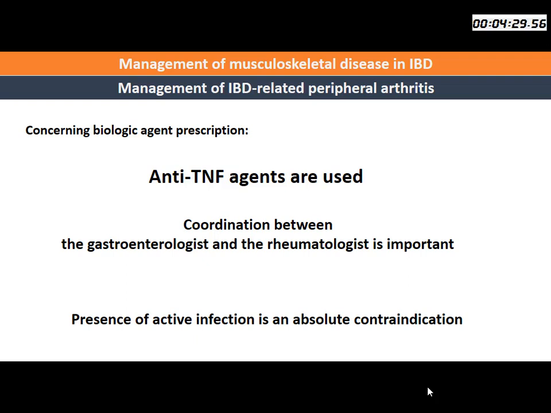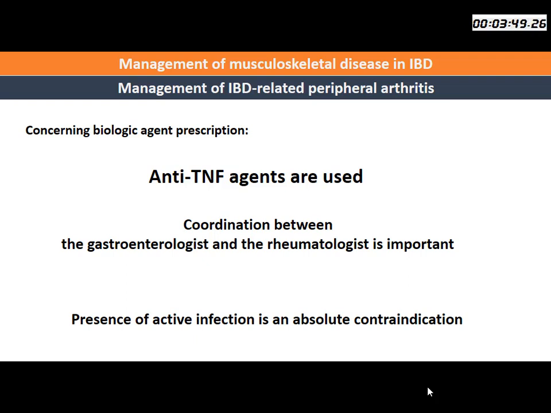Coordination is very important between the gastroenterologist and the rheumatologist, because what works for the joints doesn't always work for the GI, like etanercept, it works for the joints, it doesn't work for the GI. And what works for the GI sometimes doesn't work for us. Vedolizumab doesn't work for the joints, it works only for the GI. So it has to be well coordinated between the rheumatologist and the gastroenterologist to know what's best for the patient.